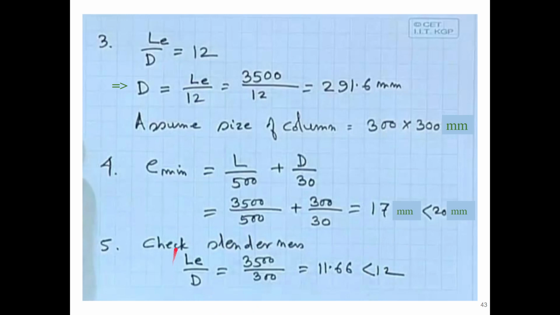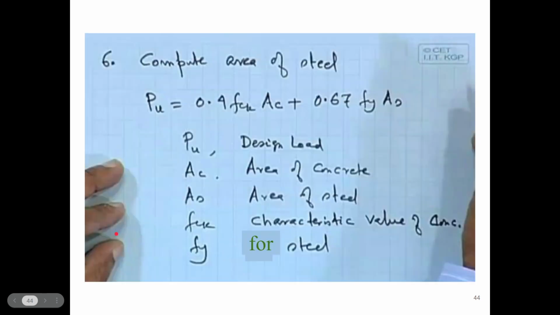Also the slenderness ratio should be less than the limiting value. The actual value should also be the lesser one, because for this condition the D was 291.6, but we assumed the D value to be 300, so we have to check again. So 3500 by 300 is 11.66, which is less than 12. That means our slenderness ratio is also okay.